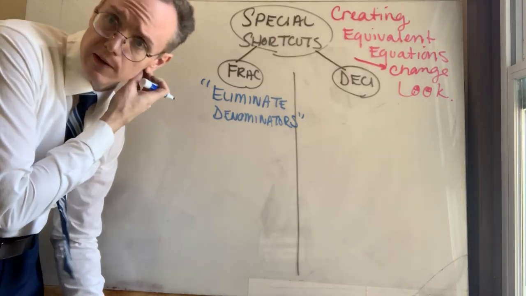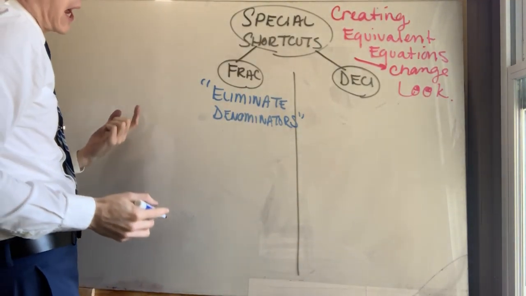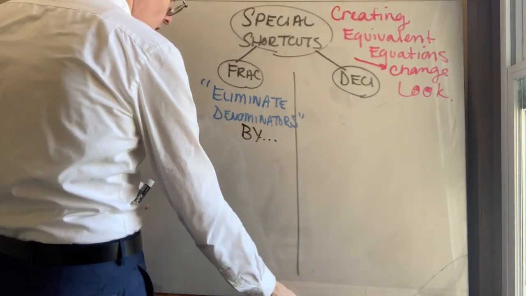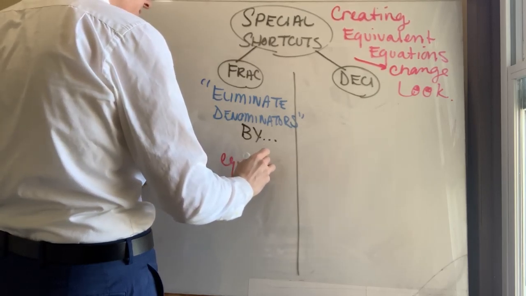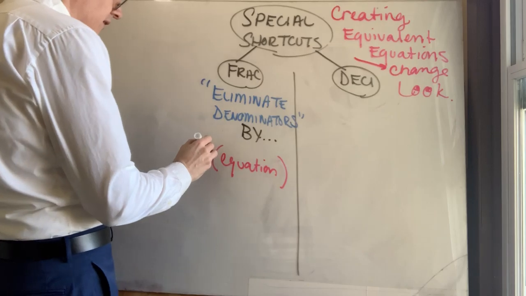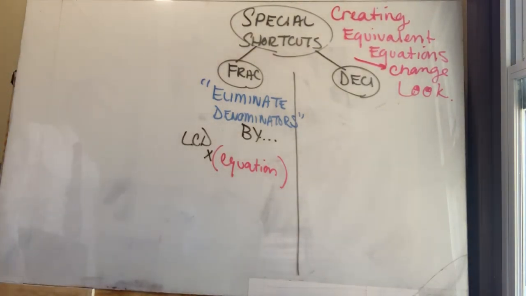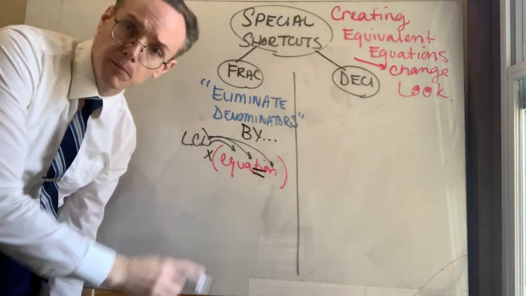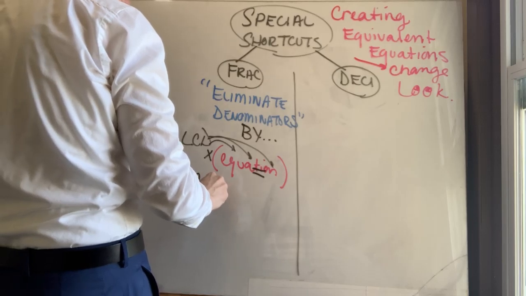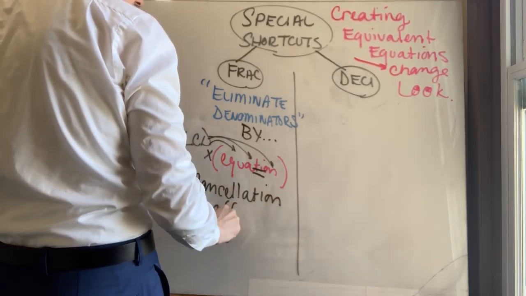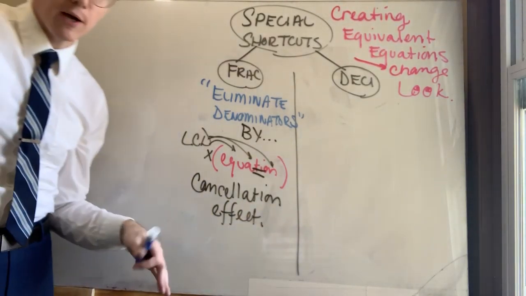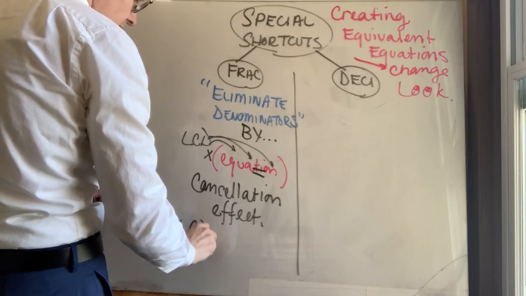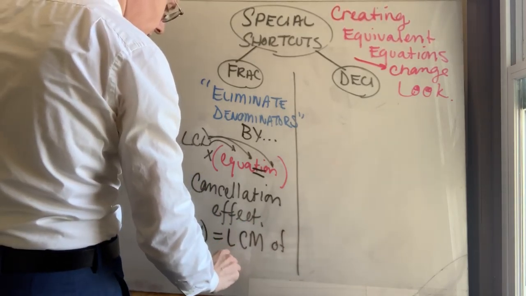This does assume that a person is fairly comfortable with fractions to begin with. How does one eliminate denominators? You basically are going to multiply, taking the equation and multiplying the whole thing times the lowest common denominator. As long as you consistently multiply the entire equation, both sides of it, by the lowest common denominator, there'll be a cancellation effect. Determining the lowest common denominator is arguably sometimes not so easy. Just remember, a lowest common denominator is the least common multiple of denominators.